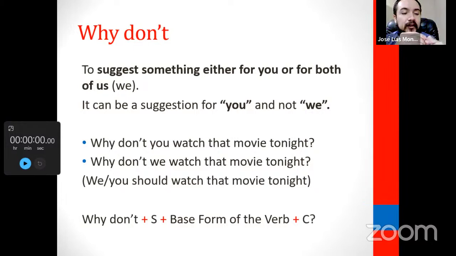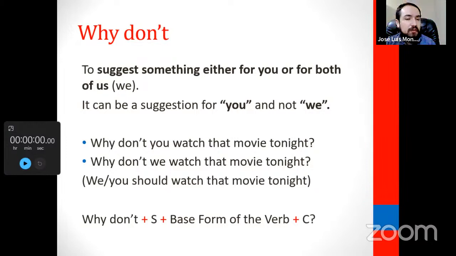But imagine that you want us, you and I, Natalia, to do something together. So you say, "Why don't we start our project next week?" So that's for both of us. So you have the two options: why don't you and why don't we? And again, it depends on what you want to say.